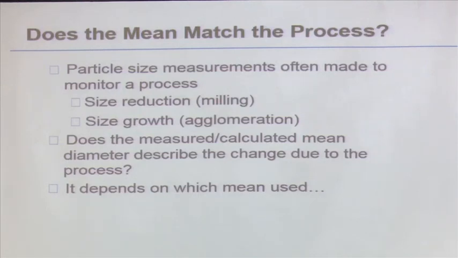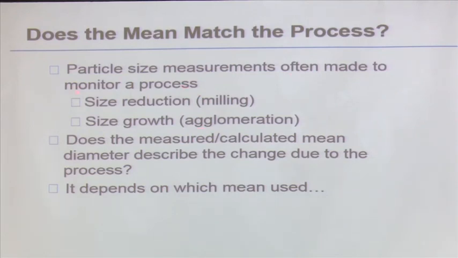I will show you some more examples. Does the mean match the process? Does it always remain constant with the process, the volume mean and the number mean? Not always, I will show you. Particle size measurements are often made to monitor a process like size reduction, in a crusher or a mill. I need to know whether the distribution remains constant or not over a period of time, otherwise I have to interfere, I have to do something. So, does it remain constant?